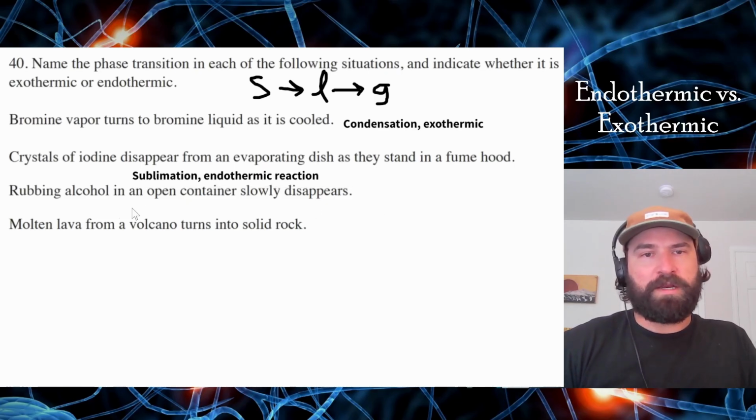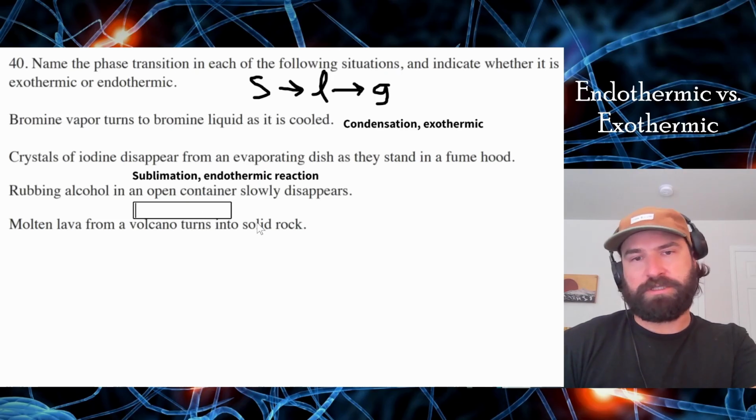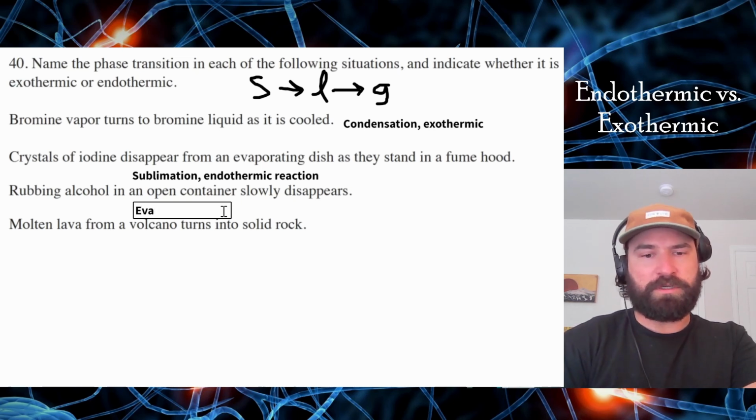Rubbing alcohol in an open container slowly disappears. Rubbing alcohol is a liquid, and that's disappearing, which means it's turning into a gas. It's not actually disappearing, it's just turning into something that's not visible to us. But the gas is going to be there. That's called evaporation, when a liquid turns into a gas. Again, we're going from left to right here. It takes heat to make something evaporate, so this is endothermic.